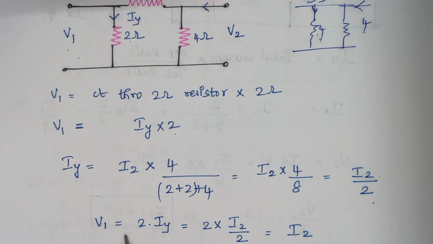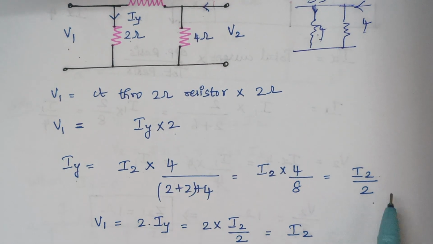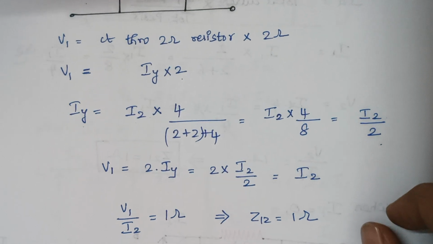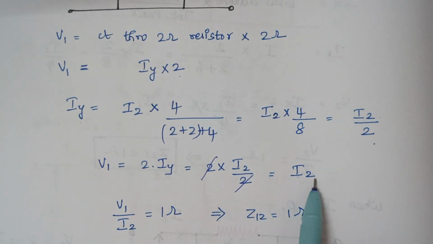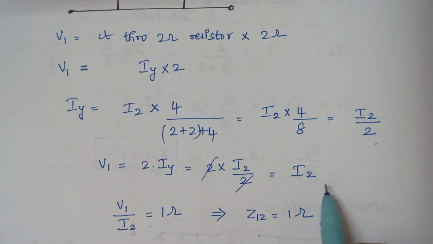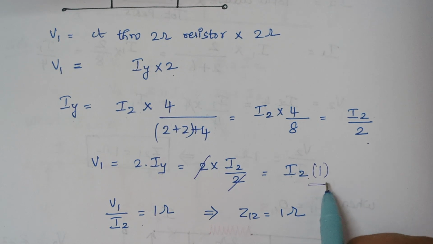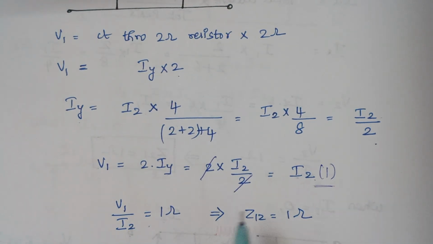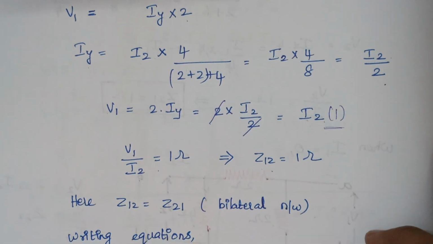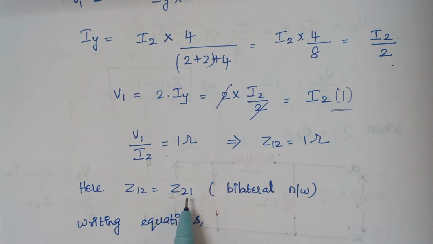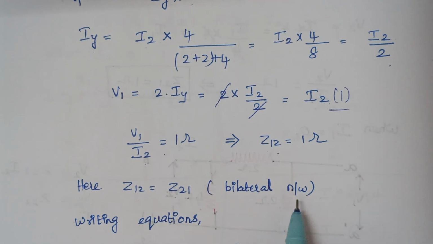So V1 is equal to IY into 2, right? So what is the value of IY? IY is nothing but I2 by 2. So just substitute the values here, and 2 and 2 get cancelled, and finally V1 is equal to I2. And again V1 by I2 is nothing but 1, because here we have no number, so we have to take number 1. So V1 by I2 is equal to 1 ohm, which means that Z12 is equal to 1 ohm. So in this case, Z12 is equal to Z21. That is, both the values are the same. So this means that this is a bilateral network.